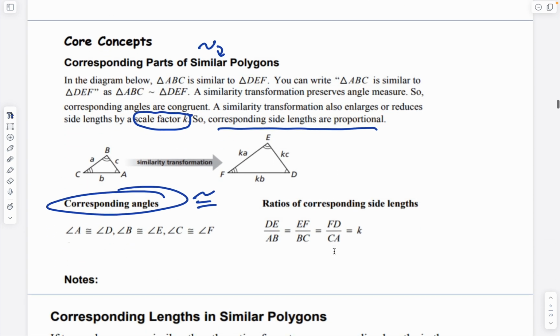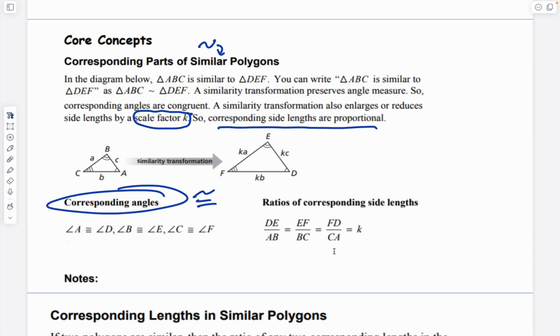This is the core concept of the day. All right, corresponding parts of similar polygons. So there are these things called similar shapes. Okay, they can be similar triangles. You can have similar figures, similar polygons in general. How we write that, the symbol for similar is right here. It's a single squiggle like that. All right, that's the similarity symbol.